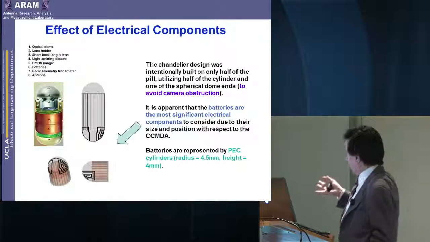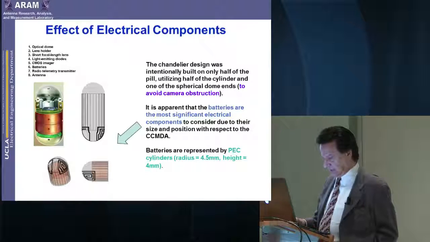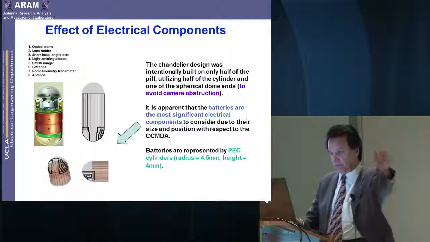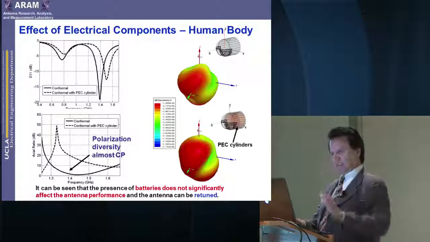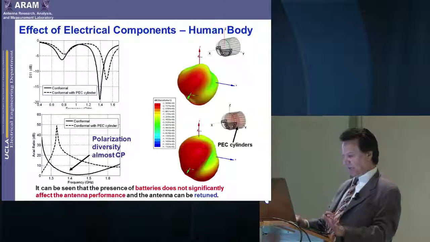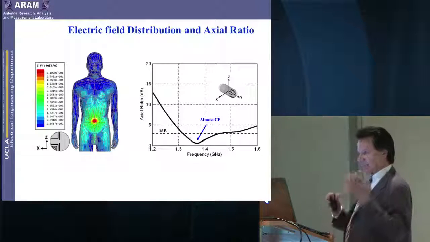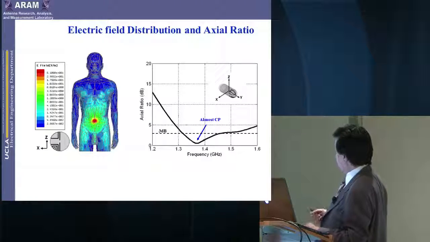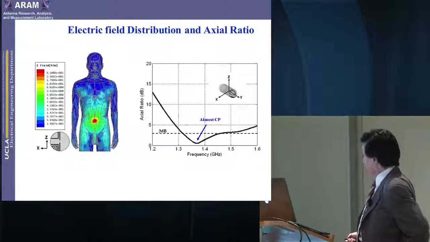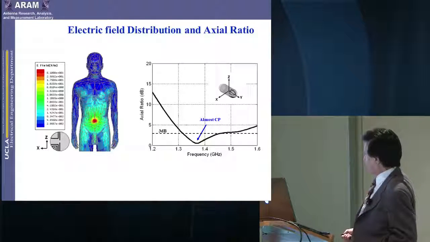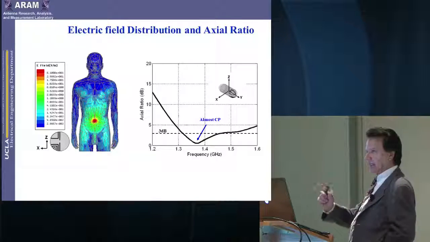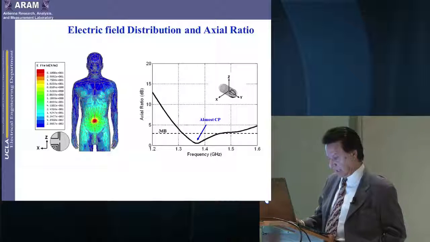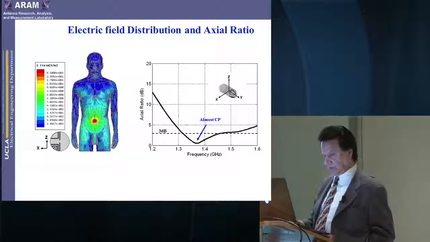We look at the other features of these capsules. I don't want to go through all the details with you, but just give you an overview. So just keep on going. Effect of electrical components: we look at the electric field distribution in terms of, in particular, polarization diversity. This shows the capsule inside the stomach, and depending on what orientation the capsule has, we want to make sure we still get good electromagnetic performance with the outside world.